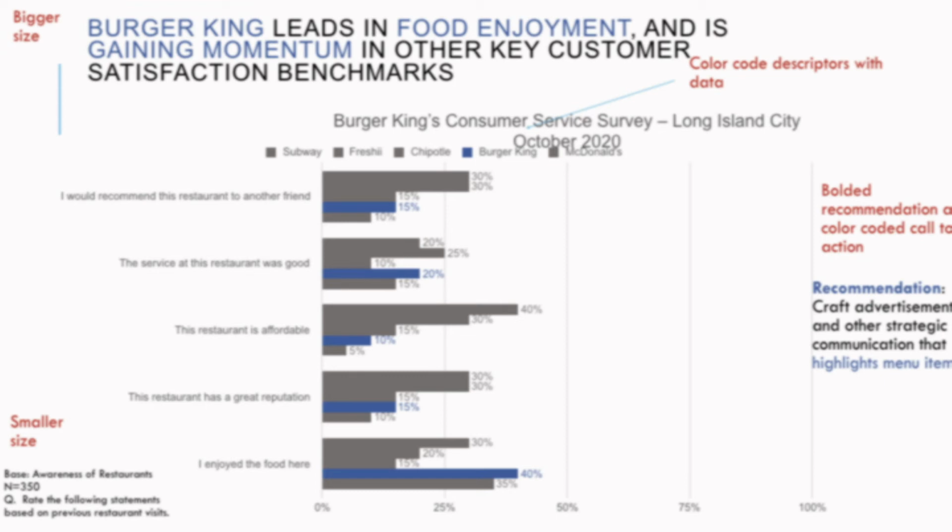Let's keep going. You can see a few other things here. So I've made the SAS a bit bigger. I've color-coded it blue. Color code descriptors with data, right? Burger King is blue, that's what it's demarcated as, great. I've also made the recommendation blue as well, or at least part of it. Highlight menu items, great. Smaller size, the base, who answered this question, the number of participants, and the question that was posited to people. Why? They don't really need to be worried about this. I mean, it's there just for transparency's sake, but it's not at the center of what makes this slide compelling or interesting. Let's keep going.